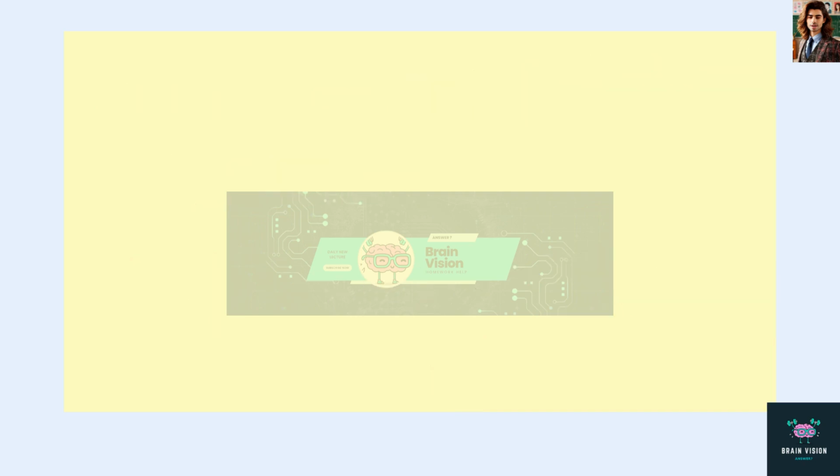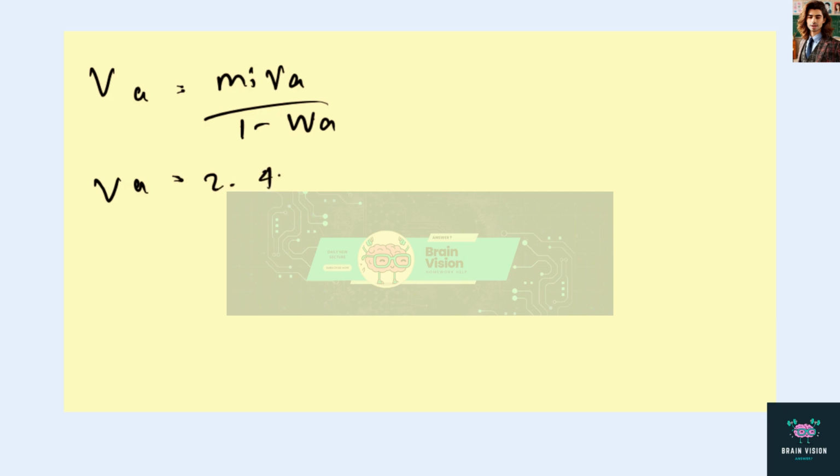So we can calculate the volume of air at ambient conditions using the following equation. We have VA is equal to Mi va, 1 take away WA. We sub in all our values for VA. So we get 2.40 times 10 to the 8 feet cubed per minute.